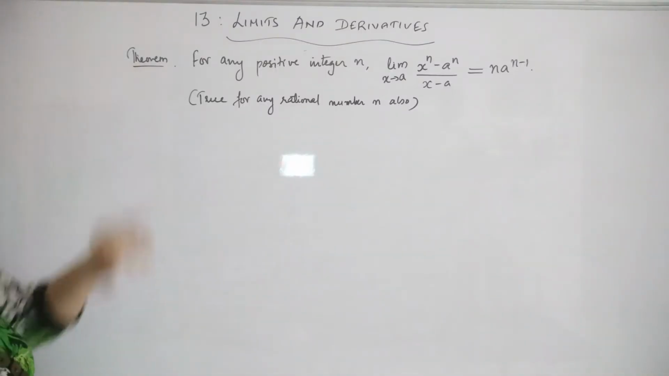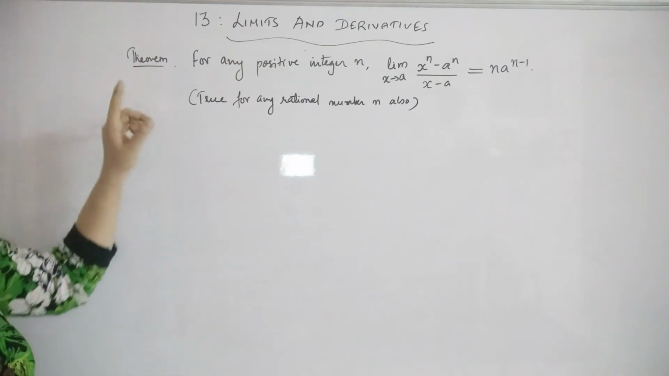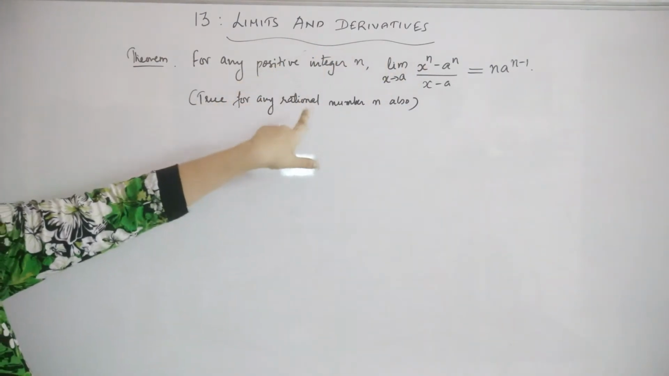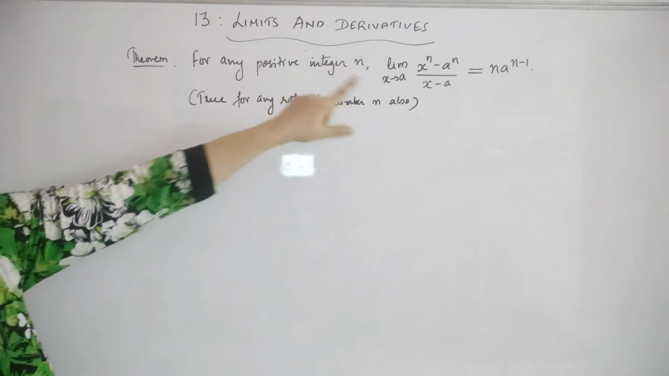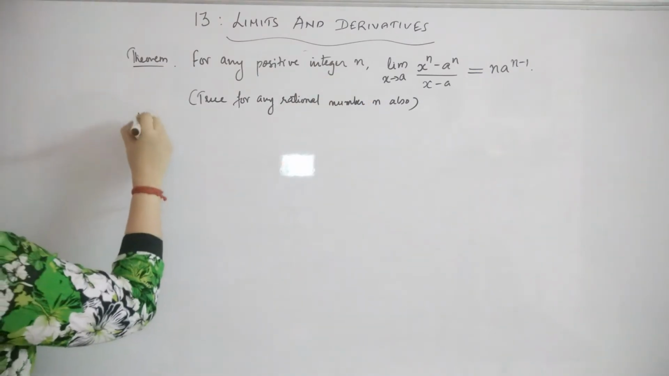Next is the theorem. For any positive integer n, limit x tends to a, (x raised to n minus a raised to n) divided by (x minus a) is equal to n a raised to n minus 1. And this is again true if the power n, instead of a positive integer, is a rational number; then also you can apply the same result. Okay, now moving on to the proof.